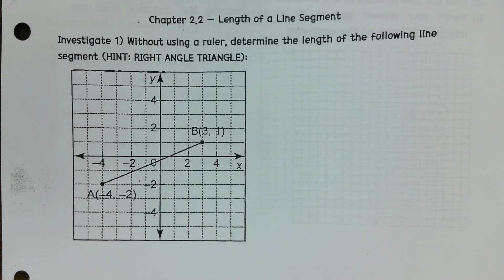All right, length of a line segment. Without using a ruler, determine the length of the following line segment. So a hint is right angle triangle. All right, so who has an idea?